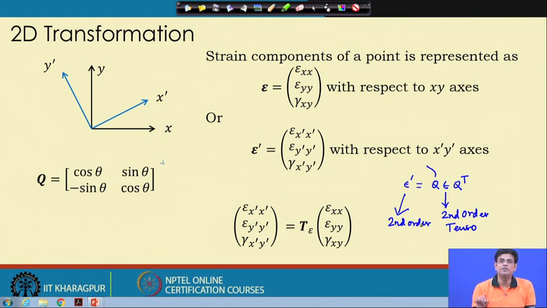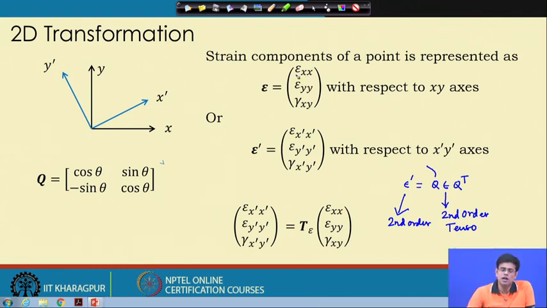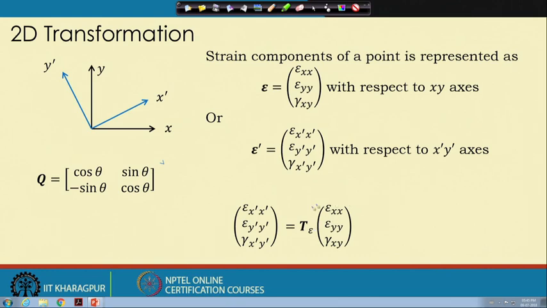But we wanted to have this in a vector format, or specifically this can be modified in a Voigt notation also. In the Voigt notation we know epsilon x is epsilon 1, epsilon y is epsilon 2 and so on. We know this from our earlier lectures. Now how to find out this T epsilon, the transformation matrix for the strains, that is my main objective.